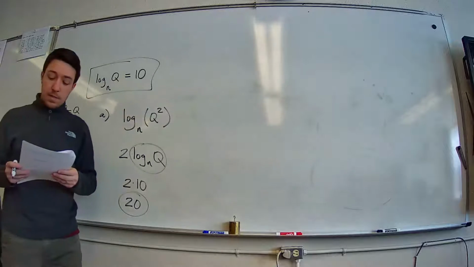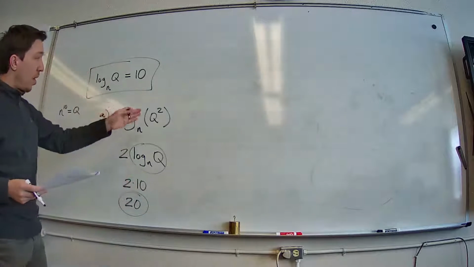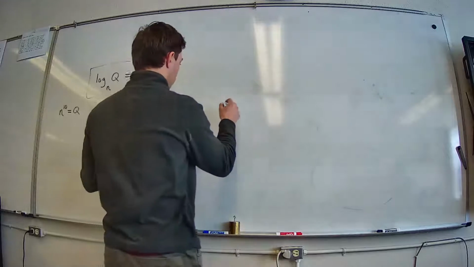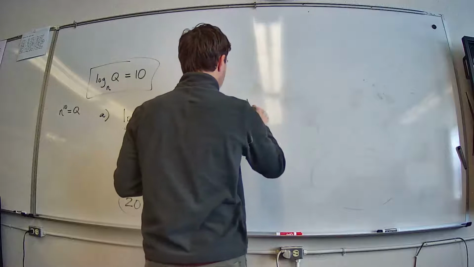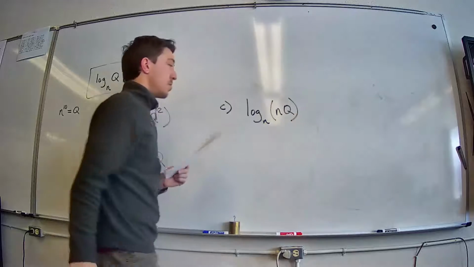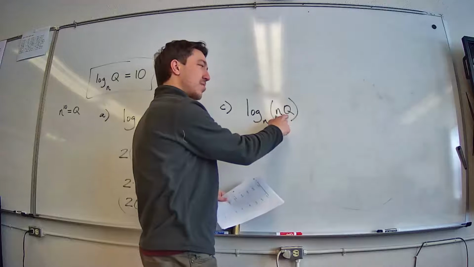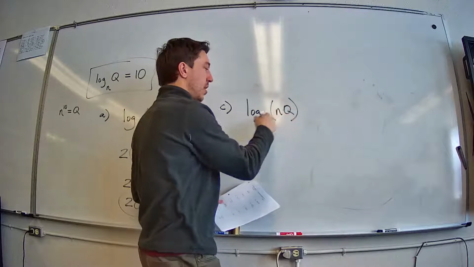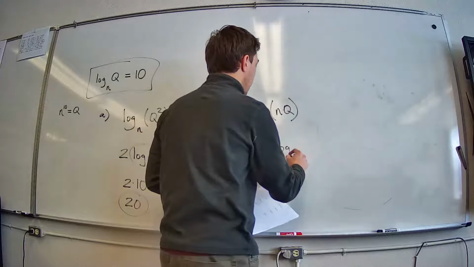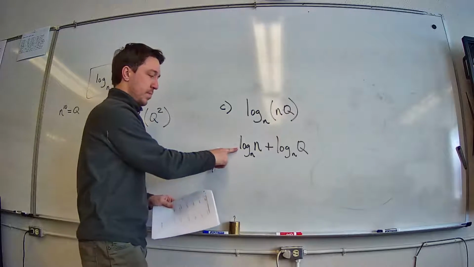How about B then? What's B going to be? 70. Okay, so if you raise your quantity to the 7th power, that would multiply the result by 7. And there's other things like, let's look at C. Log base n of n times q. So what do I do there? Not subtract, I have n times q, so that's going to turn into log base n of n plus log base n of q. What's log base n of n?